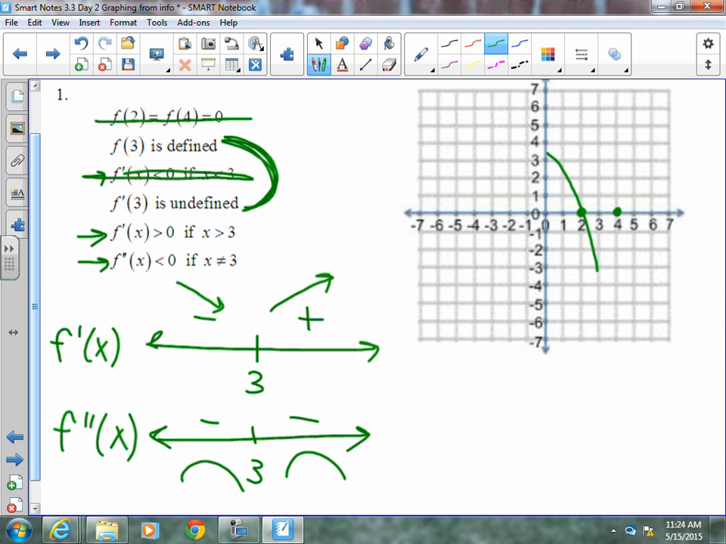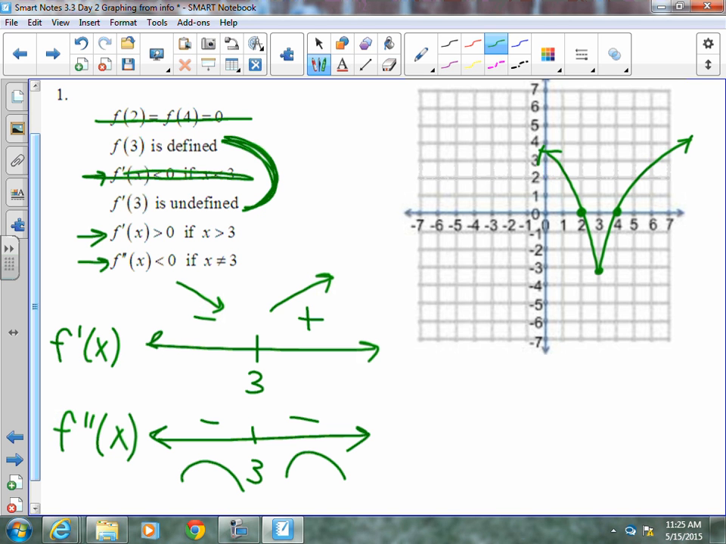To the right of 3, we know it's increasing. We know that it's concave down. And we know that there's a point at 3, but there's no derivative. So at 3, we have a couple of options. It could come to a corner. It could jump. It could do a lot of things. So I'm going to draw one option. Could look something like this. Decreasing, concave down. Point at 3, but no derivative at 3. And then increasing, also concave down.